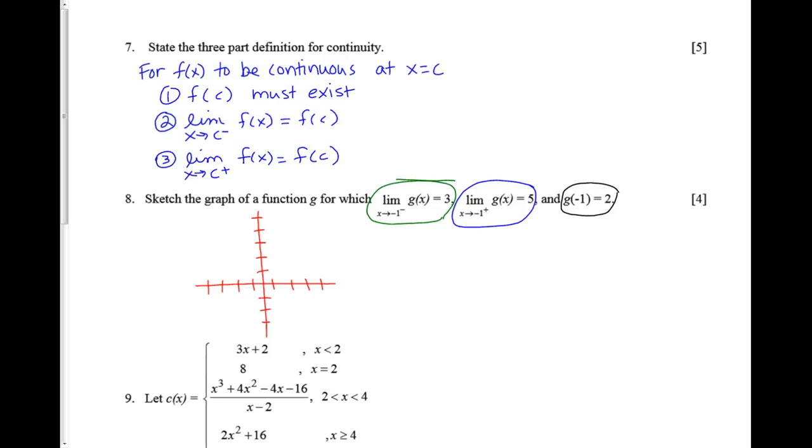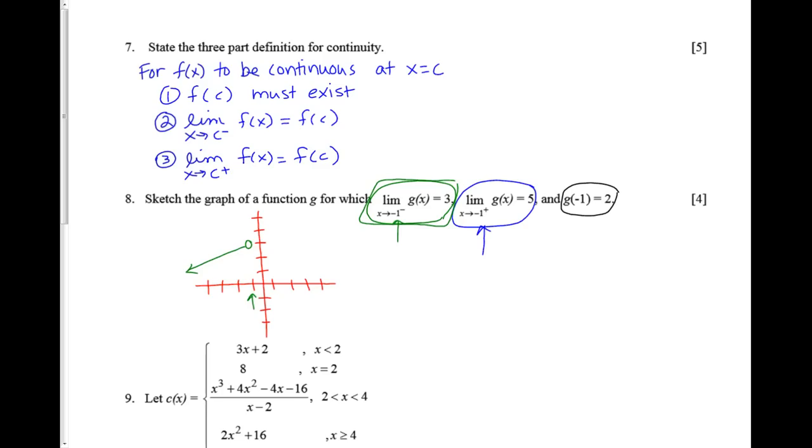First thing I was doing was as I approach -1 from the left of g of x. So here's -1. As I approach from the left, my y value has to go to 3. I'm going to make an open circle there because I'm not going to equal 3. I'm just, as the road goes towards x equals -1, my y value has to get closer and closer to 3. All right.